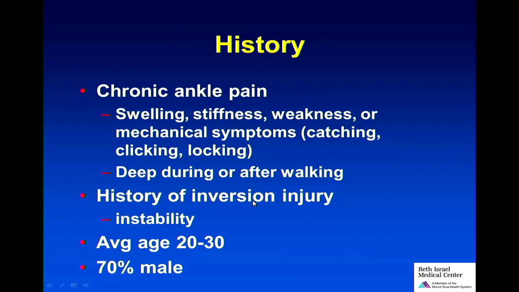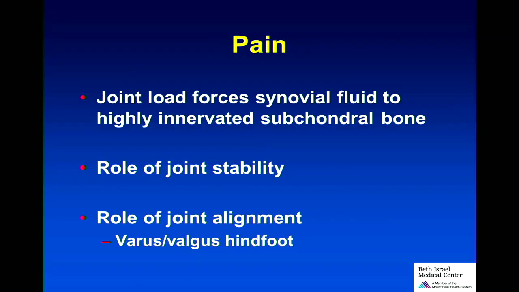In terms of history, most of these patients, it is a chronic problem, so they typically have a chronic history of pain, might have some swelling, catching, or clicking. Typically, they'll describe the pain as a deep pain with activity, maybe a sharp acute pain at times with certain athletic activities. There is a history of inversion injury or instability with a good amount of these patients. Most are males, and most present between the ages of 20 and 30.